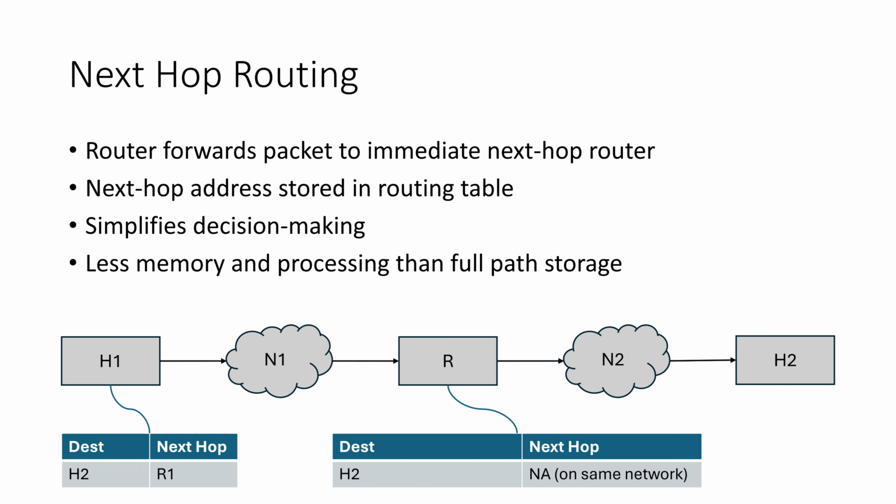So when a packet arrives, the router checks its routing table for the destination's network address, and instead of listing the entire route, it only specifies the next hop router's IP address. That next router repeats the process and so on until the packet reaches its final destination. And this method is widely used in the internet for both efficiency and scalability.